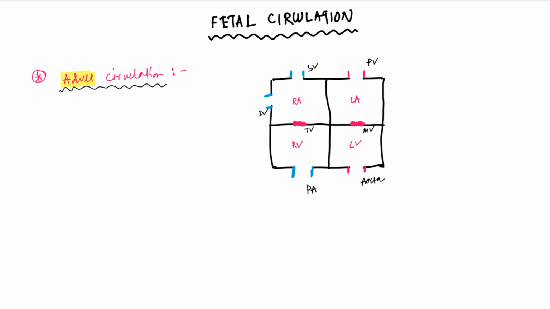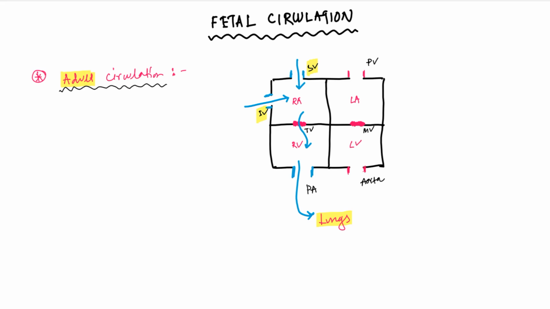Now let's understand further. The deoxygenated blood from all over the body comes into the right atrium through the inferior and superior vena cava. The superior vena cava carries blood from the upper limb, head and neck, and the inferior vena cava carries deoxygenated blood from the lower limb and the other organs. This deoxygenated blood travels through the tricuspid valve and reaches the right ventricle, and from the right ventricle the heart pumps it through the pulmonary artery, and the deoxygenated blood reaches the lungs.